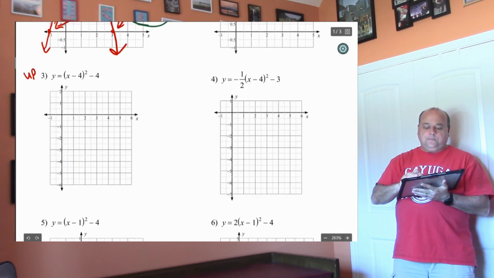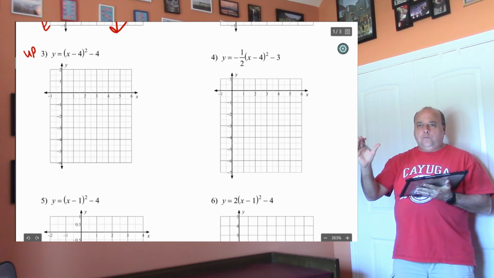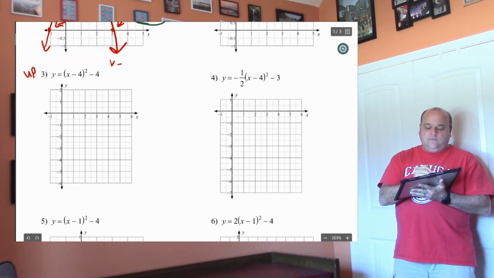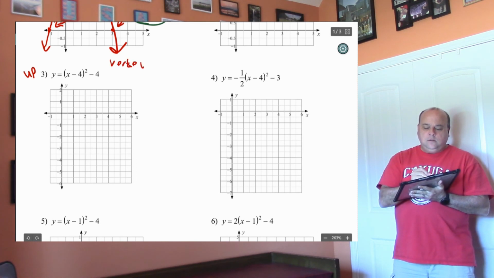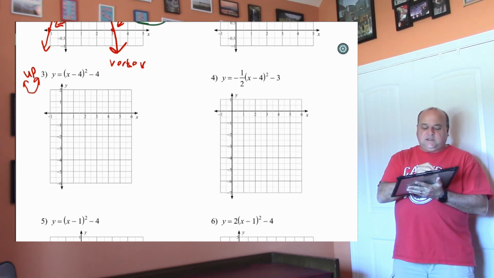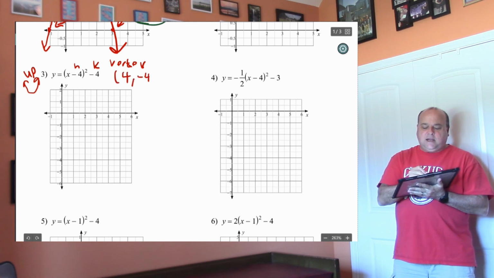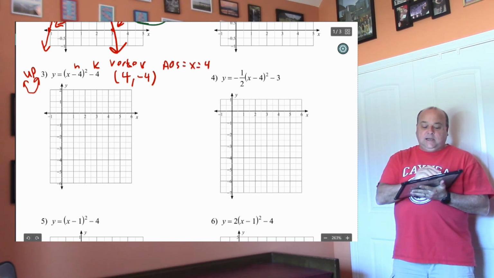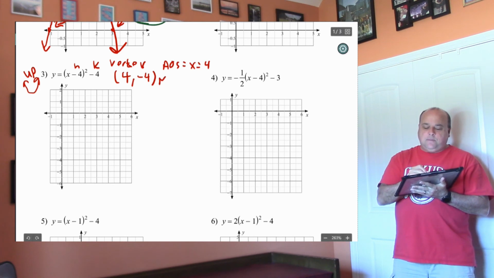Let's go to number 3. This graph opens up, right? Okay, and now let's write down the vertex. The vertex is going to be, since it opens up, it's going to do this. It's going to have a bottom in it, or a min, right? The vertex, this is my h, this is my k. The vertex will be 4 comma negative 4. So my axis of symmetry is going to be x equals 4. Since it opens up, it's going to have a min of negative 4.